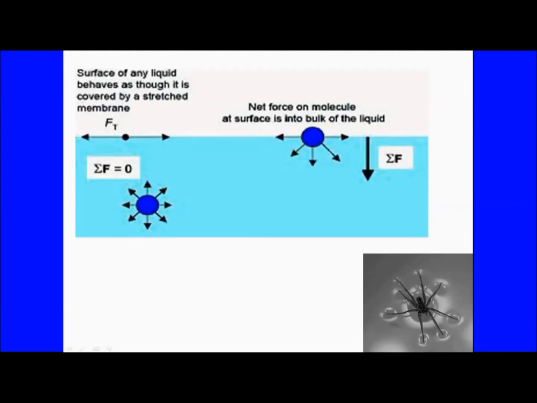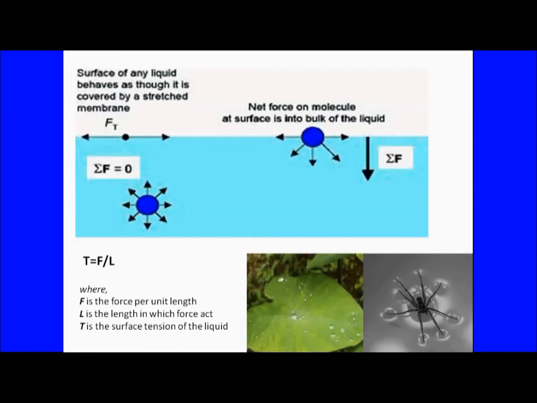So how are you going to define the surface tension? The surface tension T is equal to F by L, where T is the surface tension of the liquid, F is the force per unit length this molecule is getting, and L is the length in which the force acts. So this is the example. I have already told you about the water droplets falling over the leaf of colocasia, right?